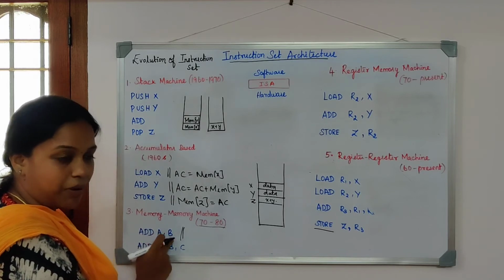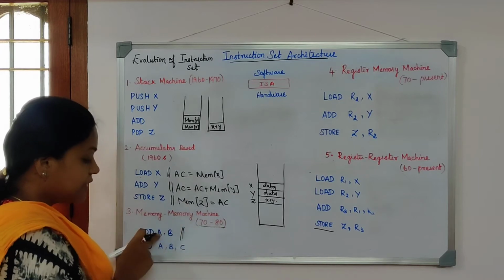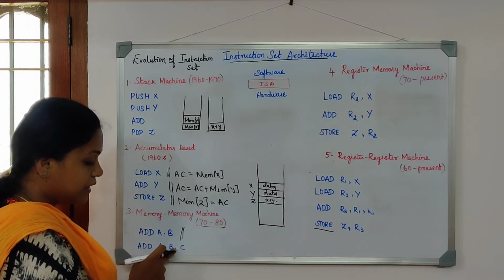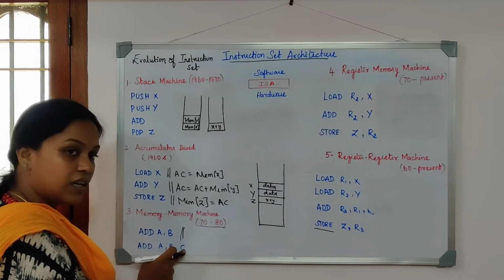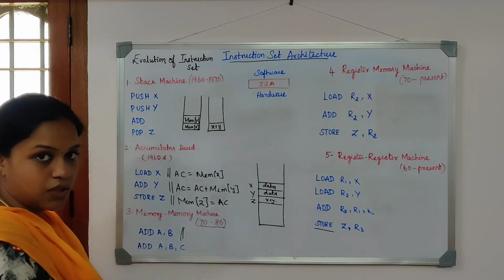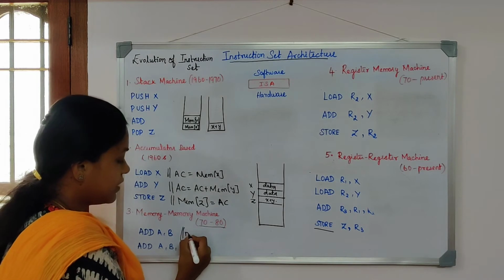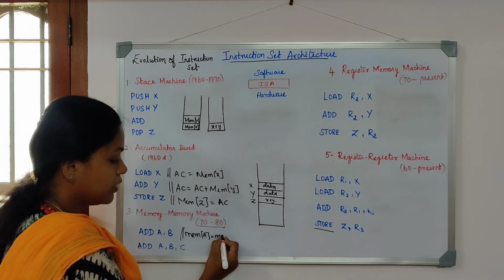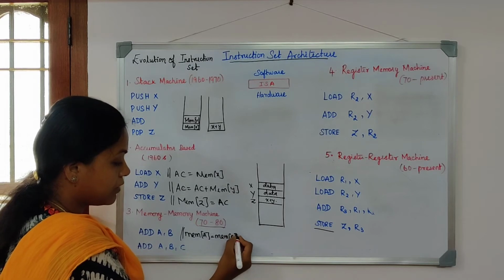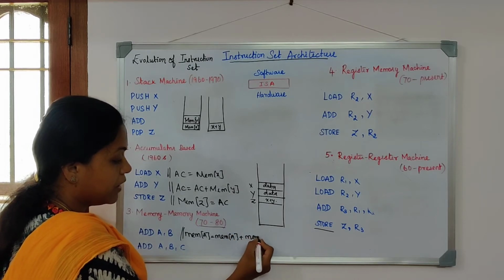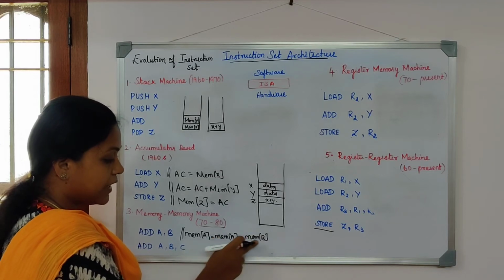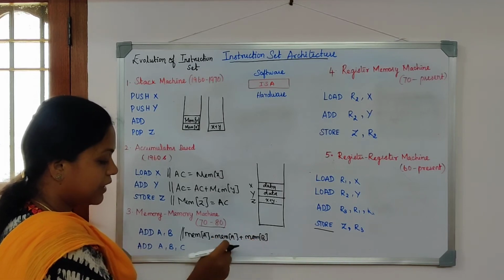Add both and place the result in A. Similarly here, the data from locations B and C is picked, added, and placed in the location A. This can be expanded like this: memory in A is equal to memory in A plus memory in B. So the data that is present in A and the data that is present in B is added and placed in A.